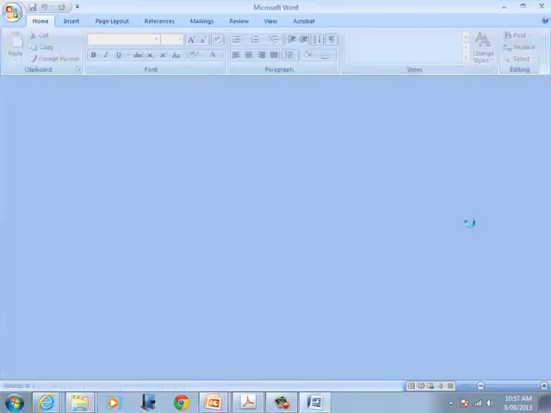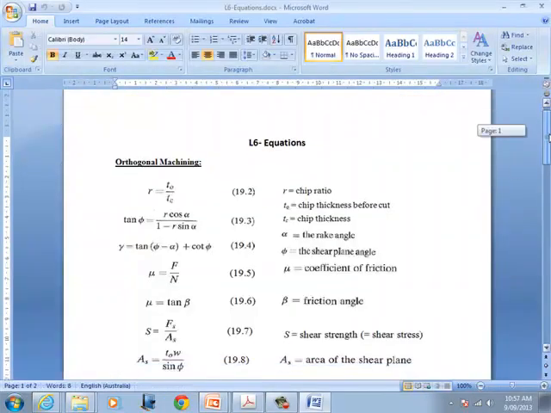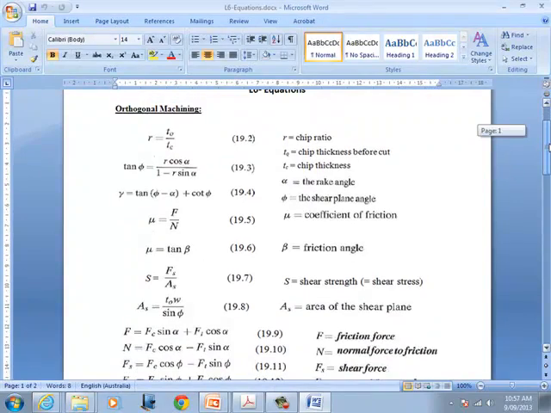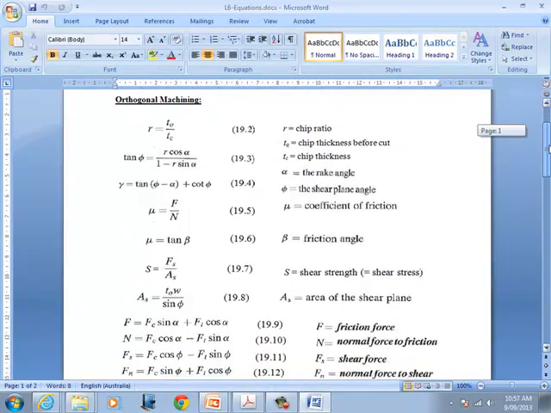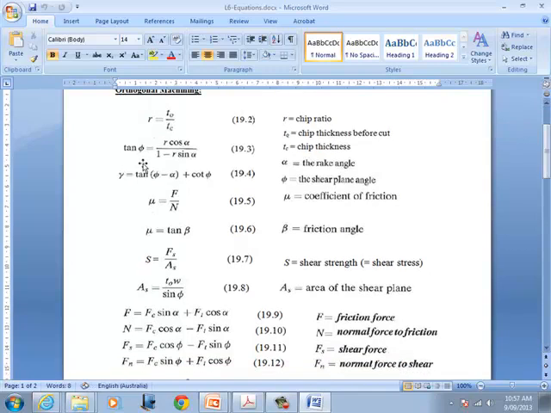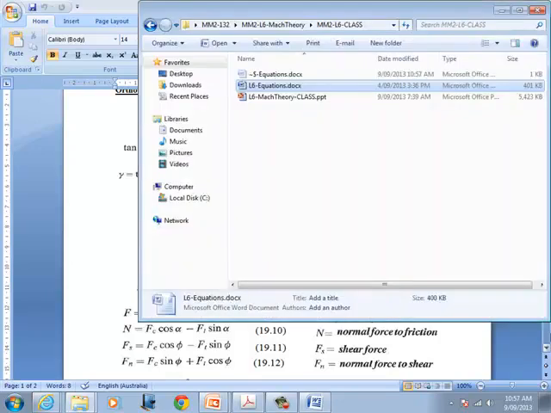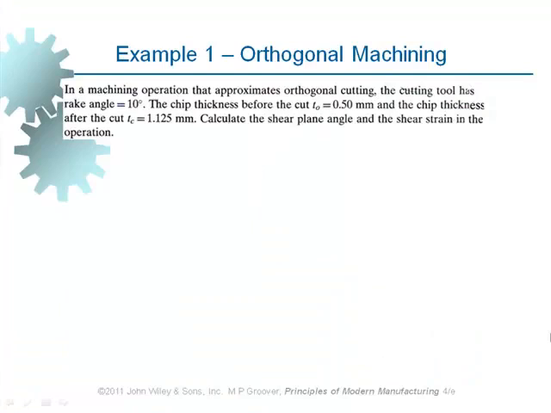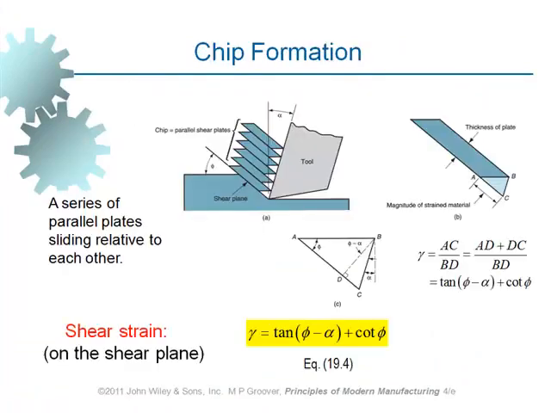And I have also uploaded an equation sheet here for this lecture. As you can see, all those equations that I showed you in the slides are listed in the equation sheet as well. So what we are after is phi and also gamma. These are the ones that we had in the previous slide. Okay. We are after phi and gamma.